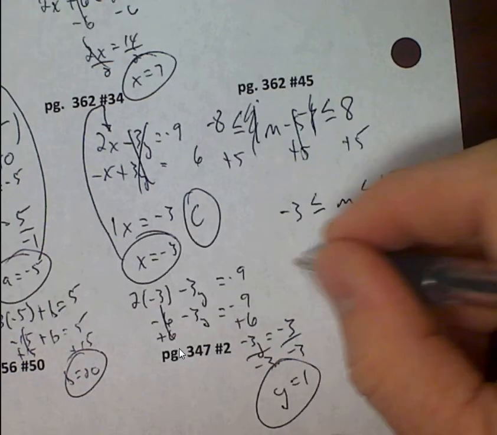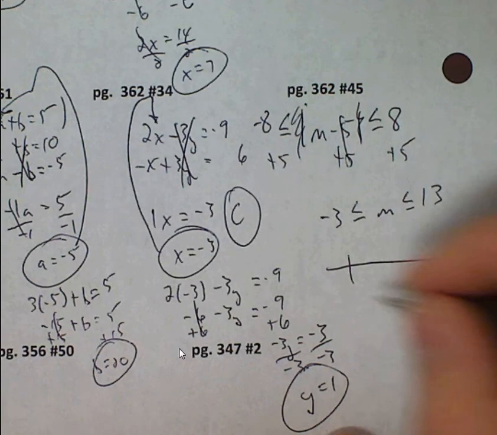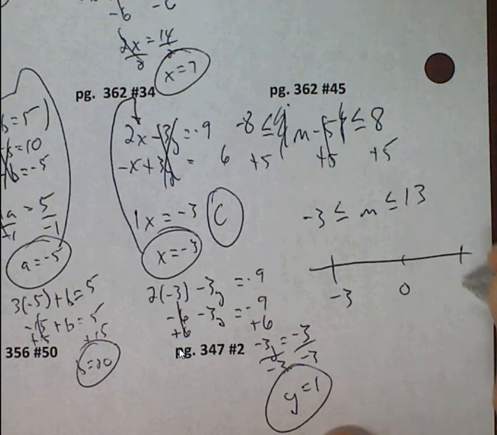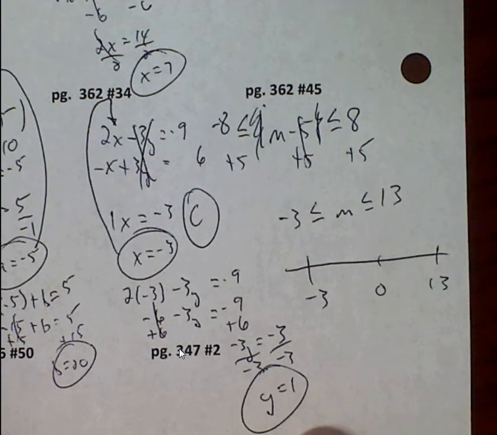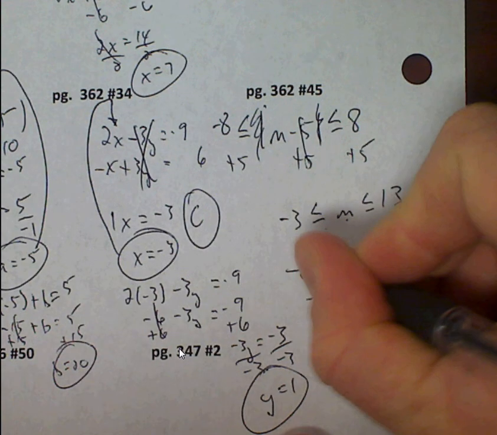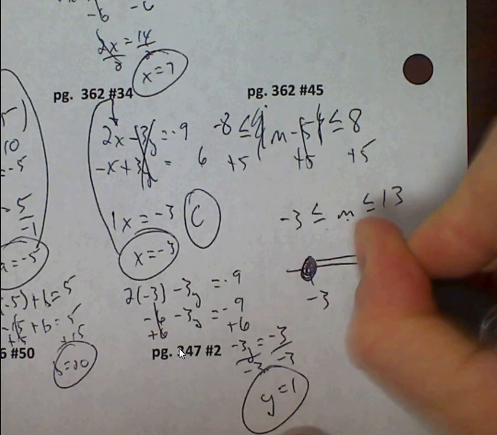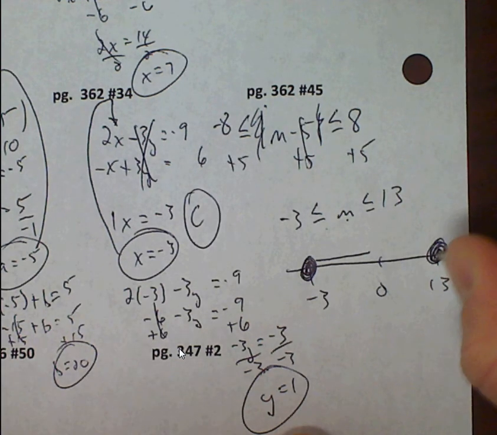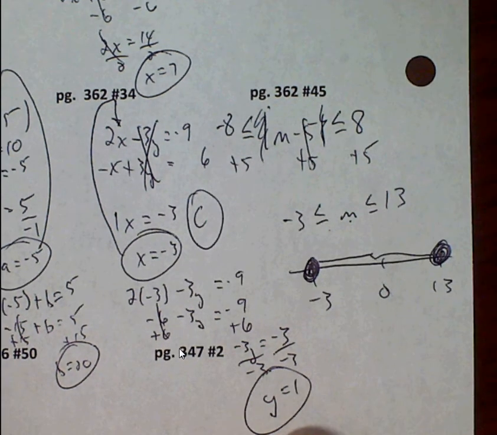If I were to graph this, here's my line. Negative 3 is here, 0 is somewhere here, 13 is way over here. M is greater than or equal to negative 3. That's a filled in circle going to the right. M is less than or equal to 13. Filled in circle going to the left.